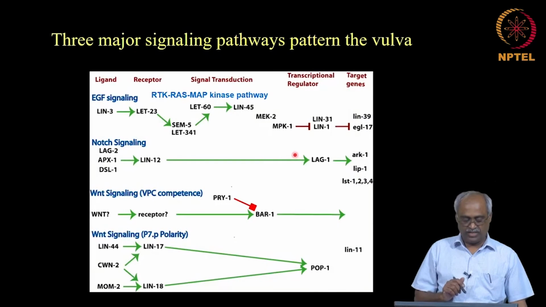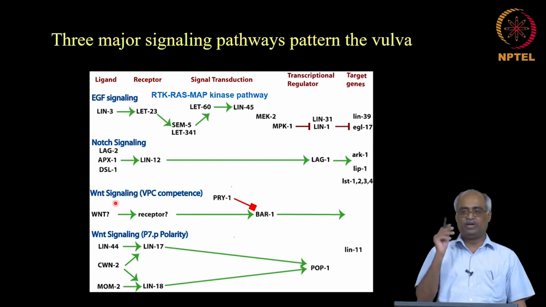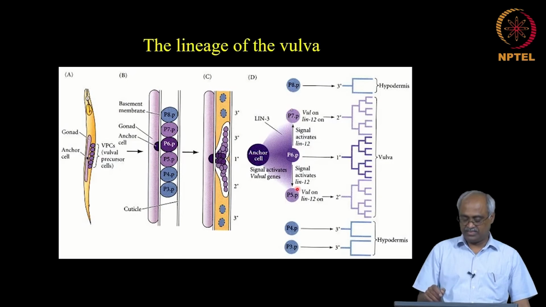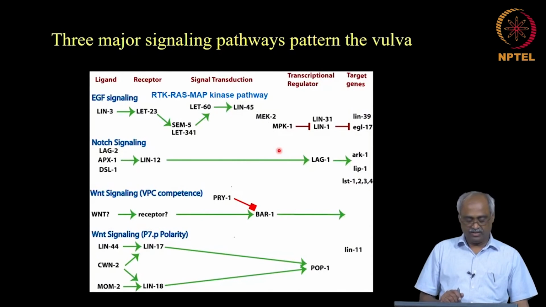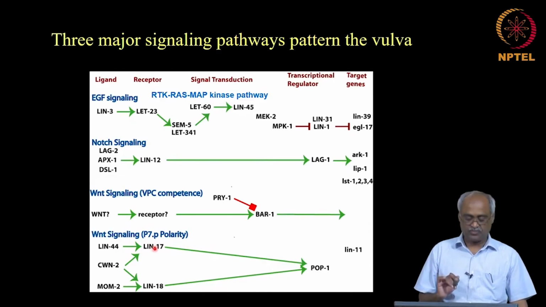So, this is just a summary, and multiple pathways function to make this one little organ, okay, and they were all identified primarily through the techniques that we have so far learnt. So, you have EGF signaling, Notch signaling. Notch signaling works in making sure these two remain as secondary fate and do not become primary, and Wnt signaling as well as another instance of Wnt signaling. All of this comes from these kinds of approaches.